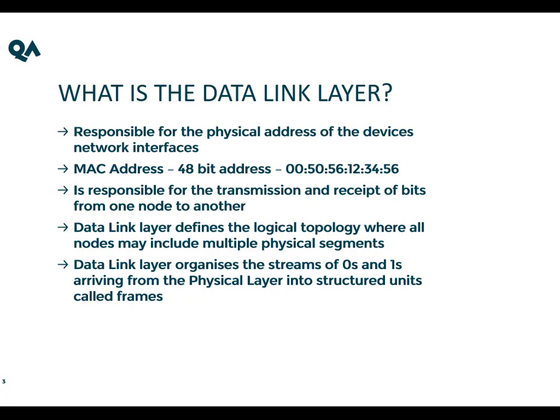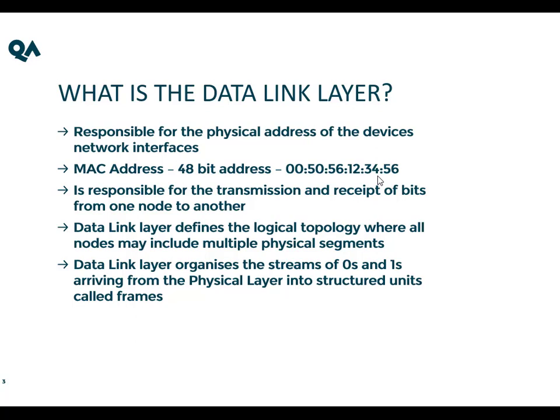This is based on a 48-bit address, as we've already mentioned, and it's broken down into a hexadecimal address. As we can see, it's made up of 6 different blocks of numbers. The first 6 digits are unique to the manufacturer, and the 6 numbers after that make that card unique on the network itself to that manufacturer. The data link layer is also responsible for the transmission and receipt of the bits from one node to another.